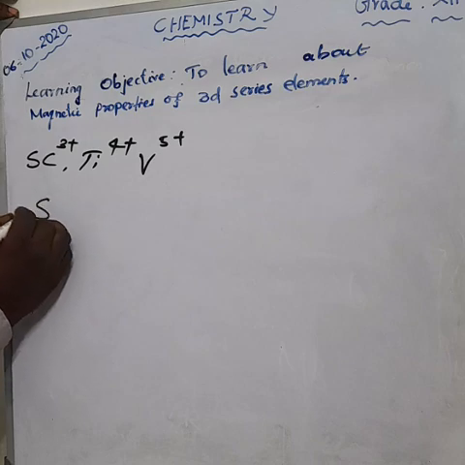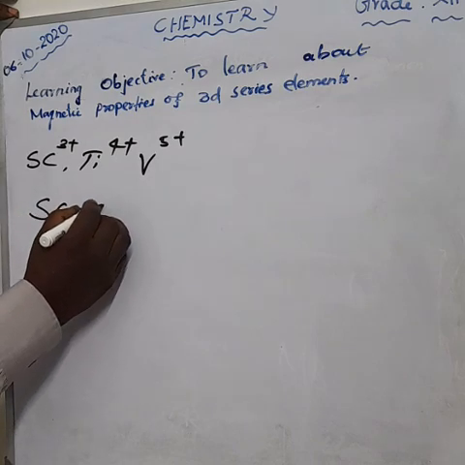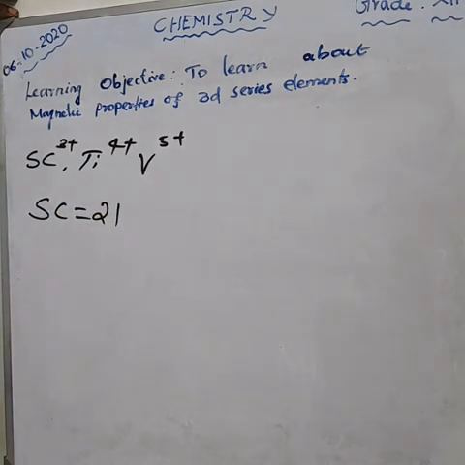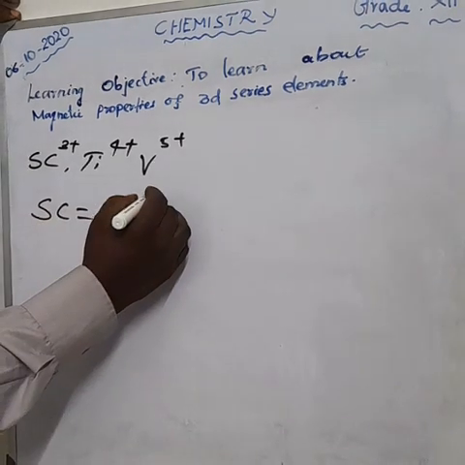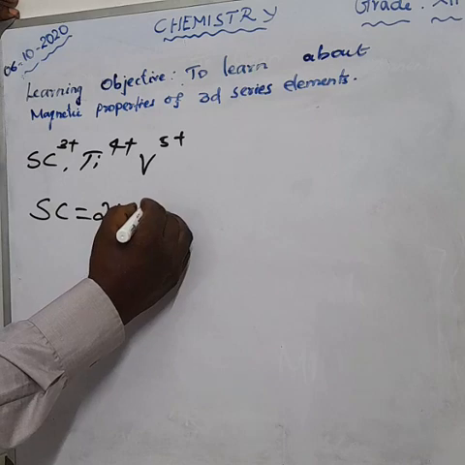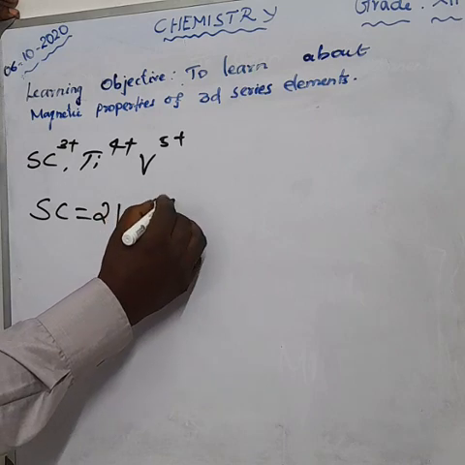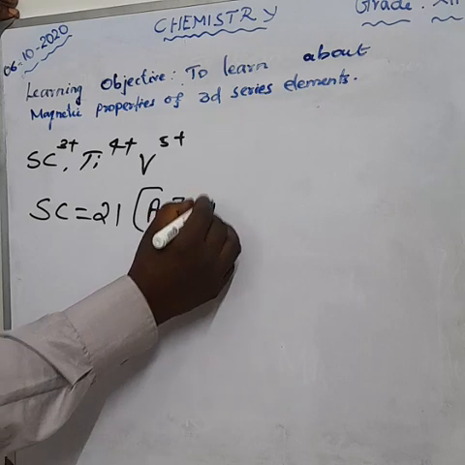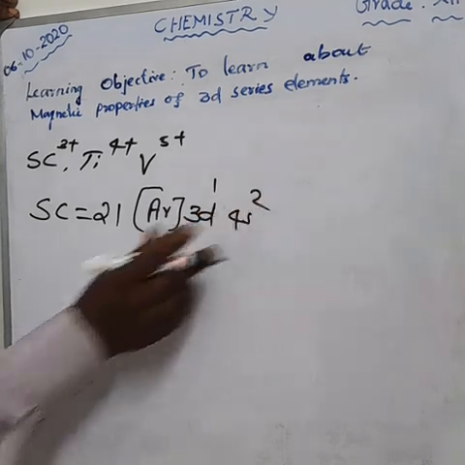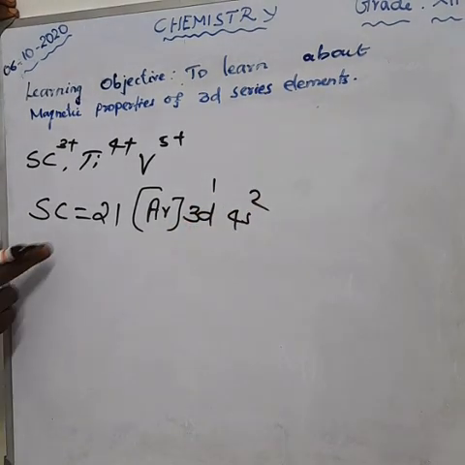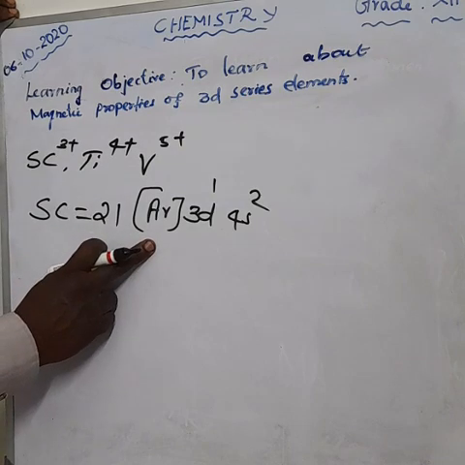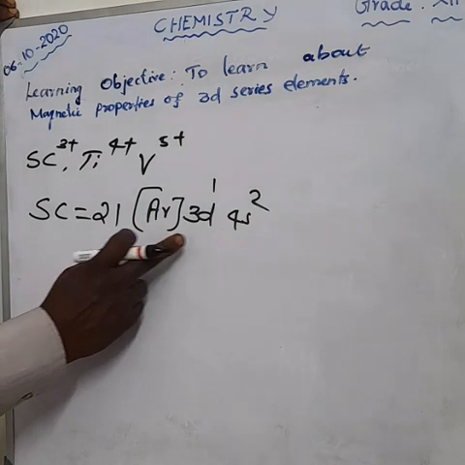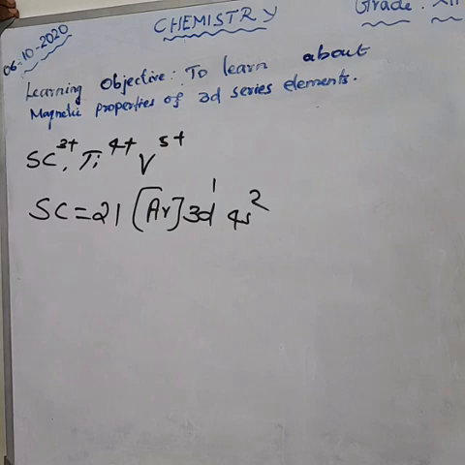The atomic number of scandium is 21. Here, the electronic configuration of scandium is argon 3d1 4s2. Am I right? Argon goes to 18 electrons. What is the remaining electron? That is 3d1 4s2. Here, our question is scandium.